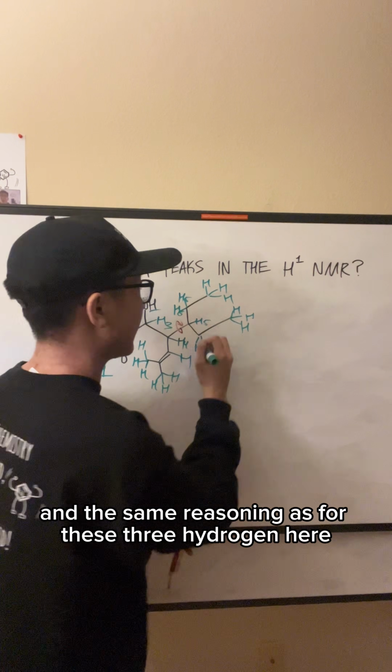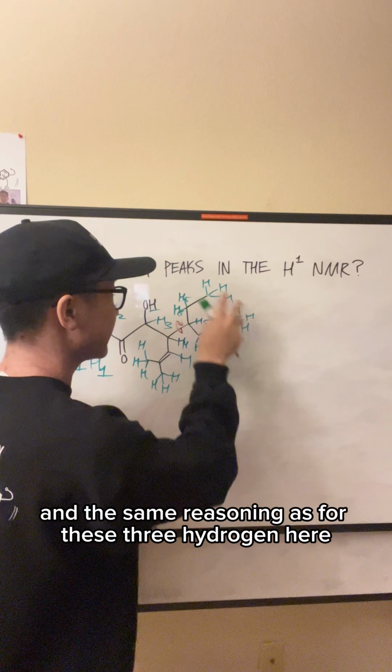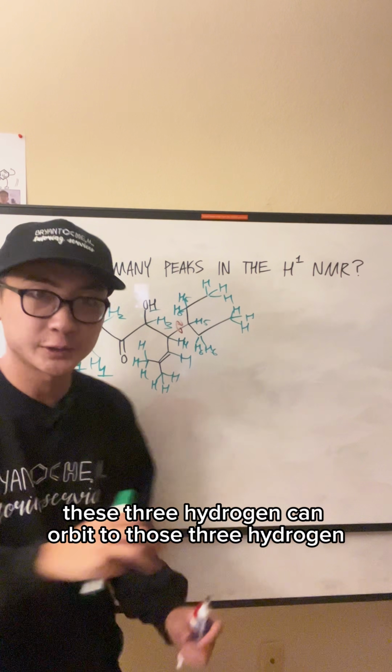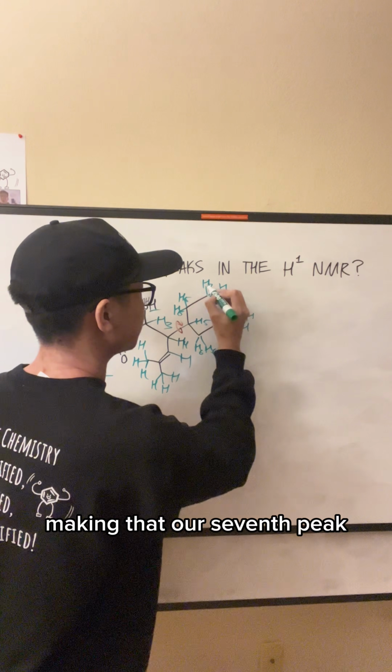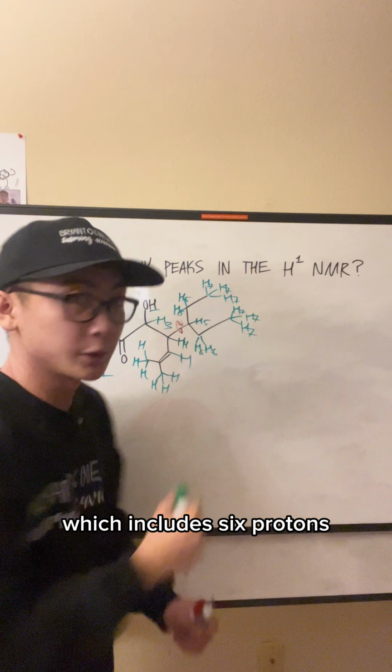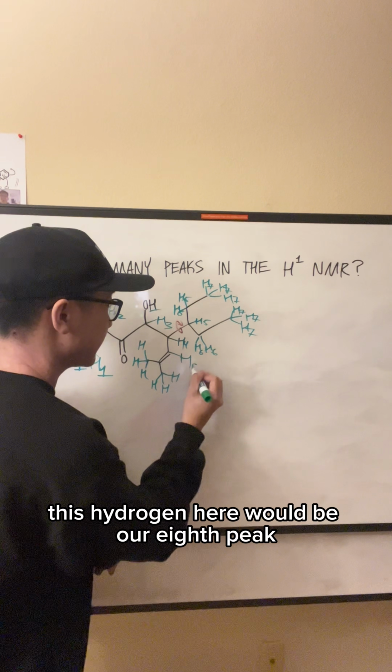Our sixth peak. And the same reasoning as for these three hydrogens here. These three hydrogens can orbit to those two hydrogens, making that our seventh peak, which includes 6 protons. This hydrogen here would be our eighth peak.